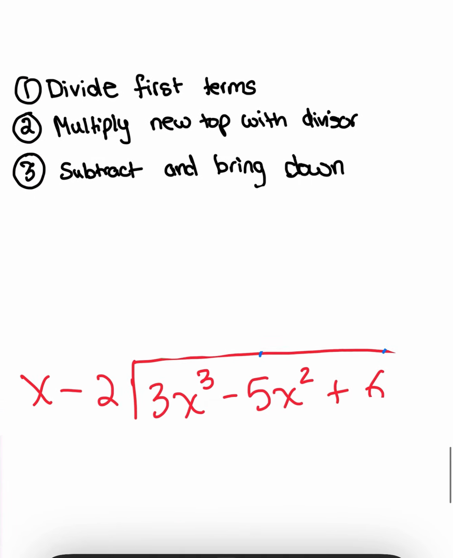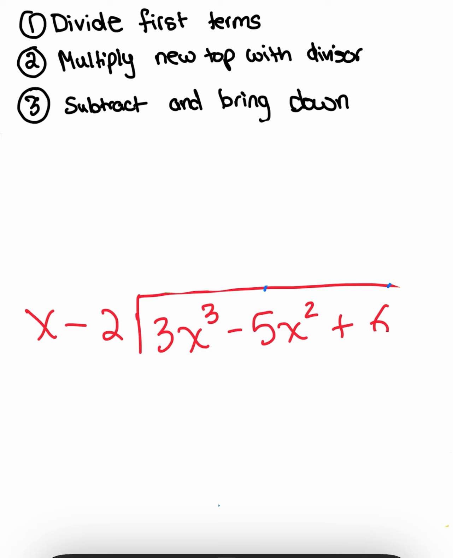So I have a practice question for you that I would like you to try. I have written the steps at the top. So remember, you're dividing the first terms. You multiply the new top with the divisor, and you subtract and bring down, and you stop once you have reached a constant, and you are going to check that it does not divide nicely and add it to the top. So at this point, I encourage you to pause the video and try this, and then once you have the answer, you can check whether you got it right or not.